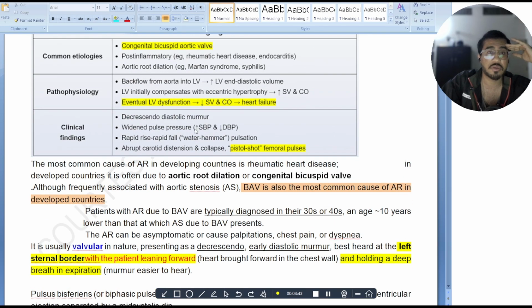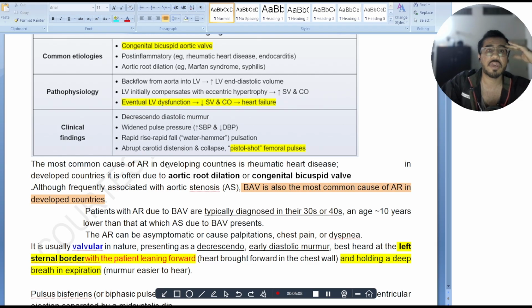Widened pulse pressure because of exaggerated decrease in the diastolic blood pressure. You just need to keep this one in mind: when it comes to stenosis, there's a drop in the systolic blood pressure, and in regurg, there's a drop in diastolic blood pressure. Rapid rise and rapid fall, water hammer pulse, the way of traveling. Keep that in mind. Abrupt carotid distension and collapse.